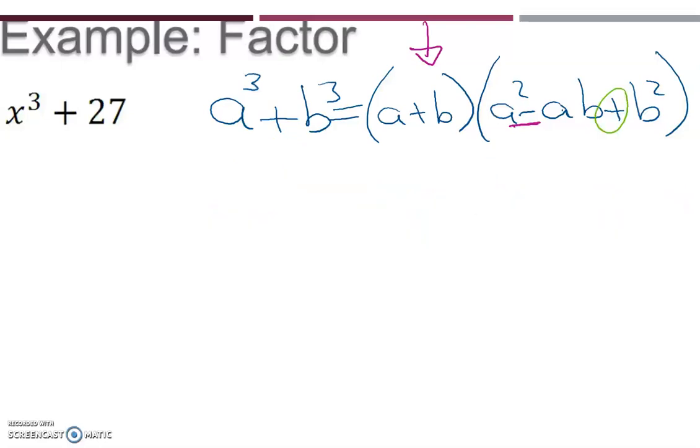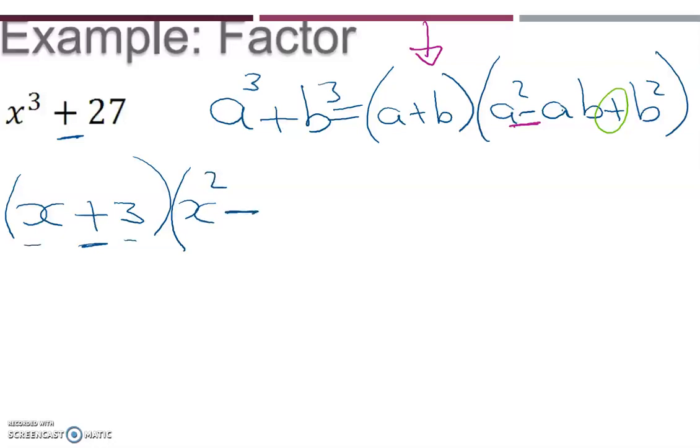Okay, so the cube root of x cubed is x. The cube root of 27 is 3. So that's the first bracket, and as you can see it's positive because it is positive, which means I now have x squared minus, because it has to be the opposite sign, a times b, so 3 times x, plus, this one always is positive, and b is 3, so 3 squared is 9.